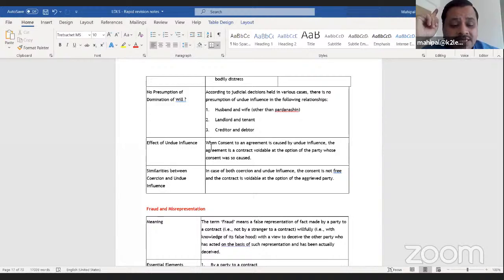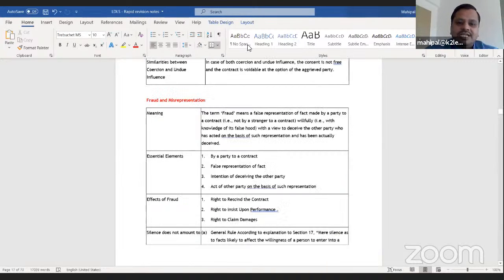Under undue influence, please listen carefully. The court might come into the picture and can alter or cancel the terms of the contract. Am I clear? Fraud and misrepresentation.